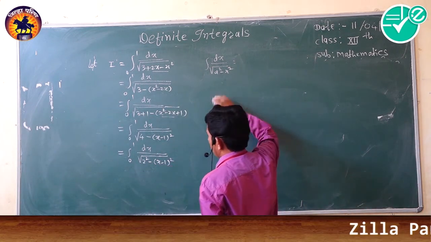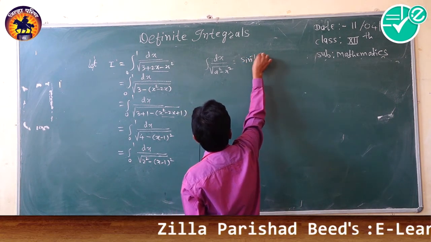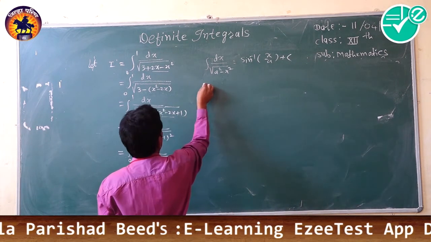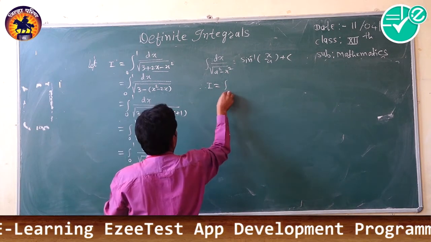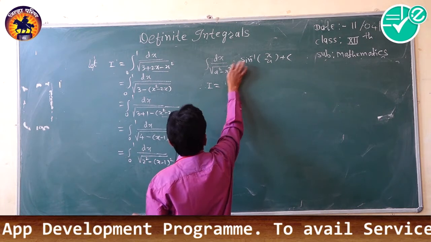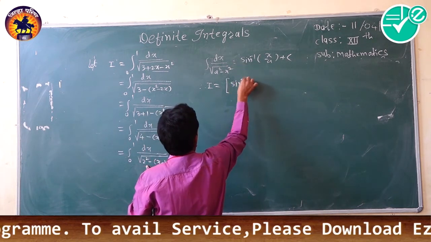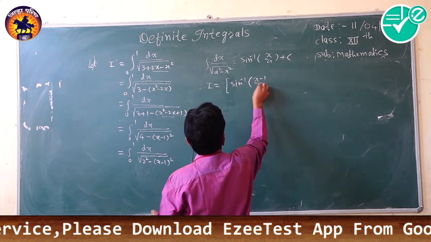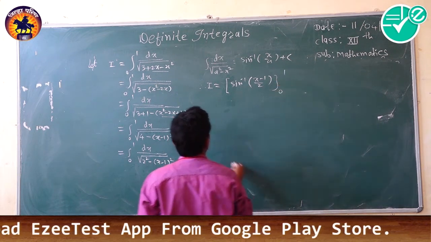Integration dx by under root a square minus x square is sine inverse x by a plus c. Therefore I becomes integration from 0 to 1, taking integration of this, sine inverse of x minus 1 by 2, limits are 0 to 1.